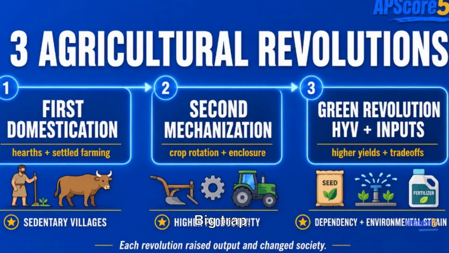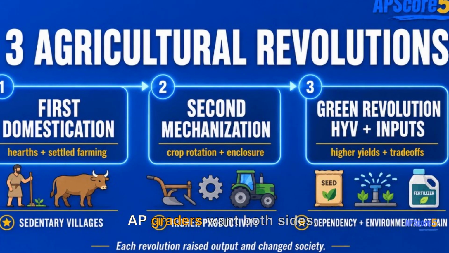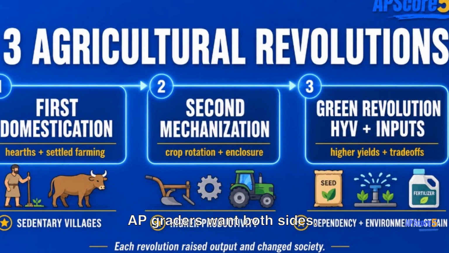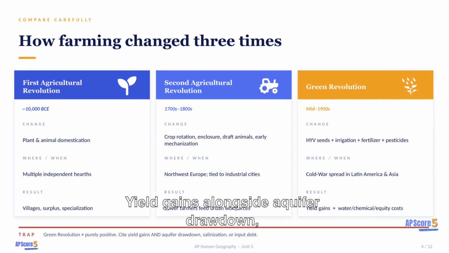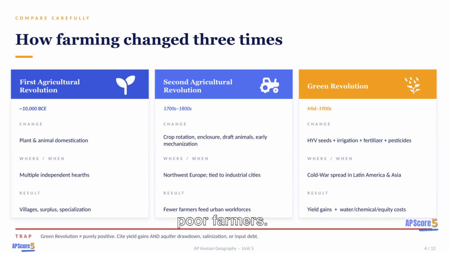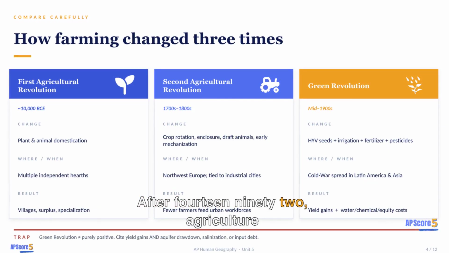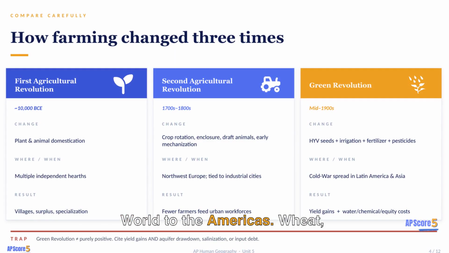Big trap. The Green Revolution wasn't purely positive. AP graders want both sides. Yield gains, alongside aquifer drawdown, salinization, and input debt for poor farmers. After 1492, agriculture went global, from the Old World to the Americas.